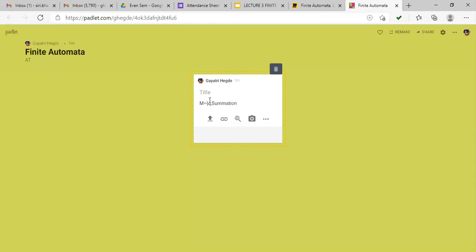You need not give the symbol, since it may take time. Or you can solve it on the page, take a pic and upload it. Okay? Please do it. First, you create your Padlet and write your name.